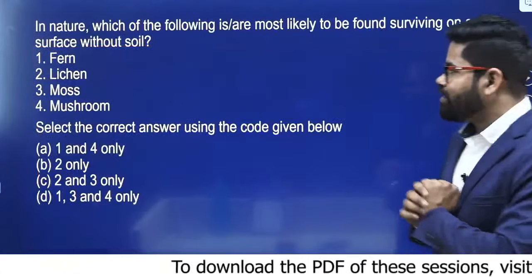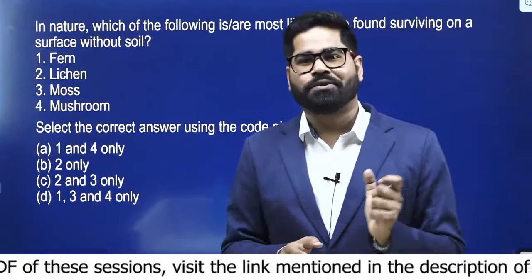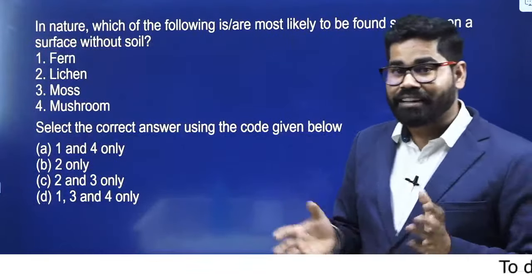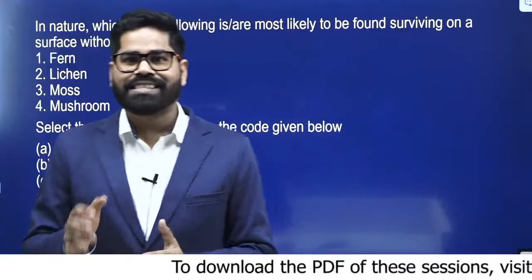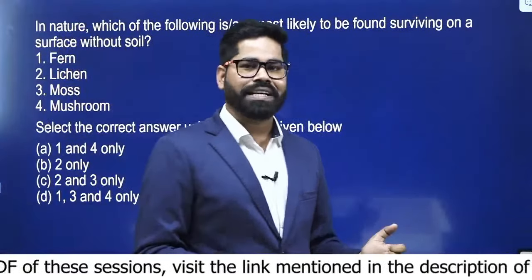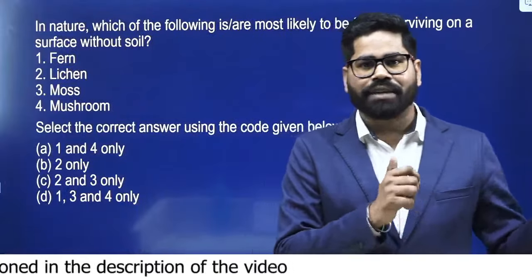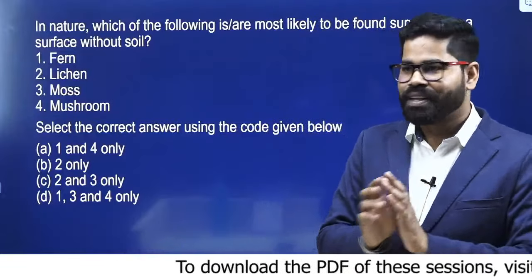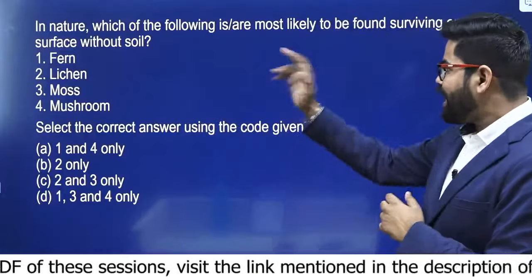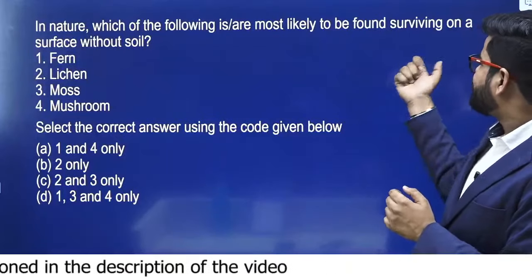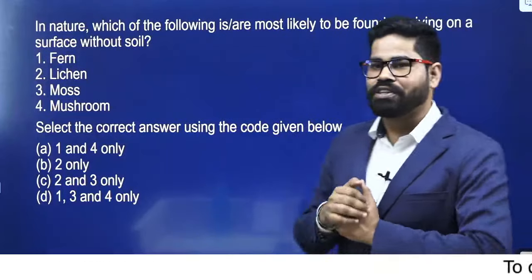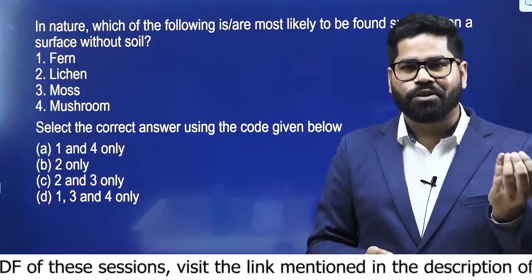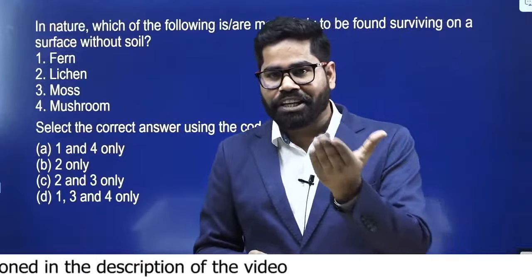Okay, then the second one, again a very basic question. That's why I have been telling you, like I have told you multiple times, that in the environment section we are seeing around 7 to 8 questions which are quite basic in nature, and even with slight reading of the NCERTs, even with just revision of 2-3 times, we can easily solve these questions. Here see again, in nature, which of the following are most likely to be found surviving on a surface without soil? You might have read about that one single concept, succession of the ecosystem.